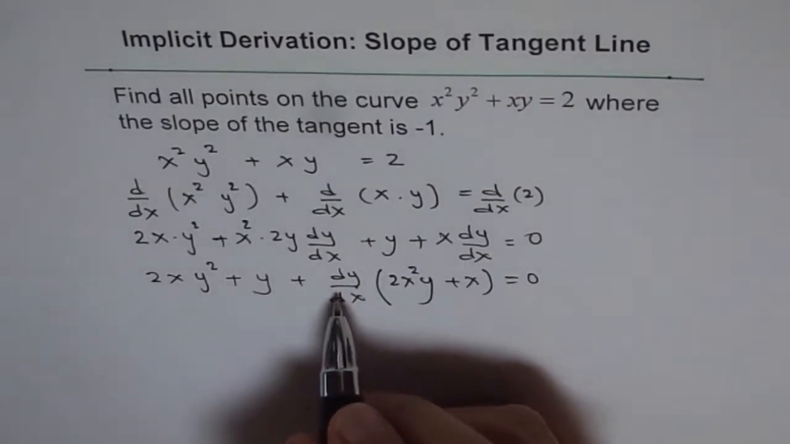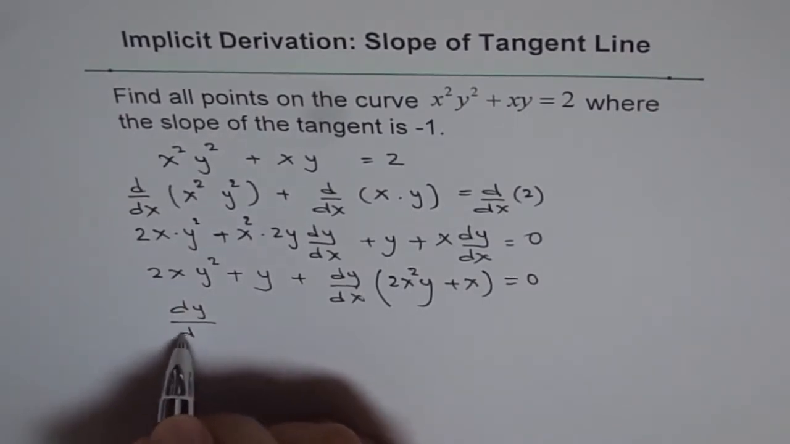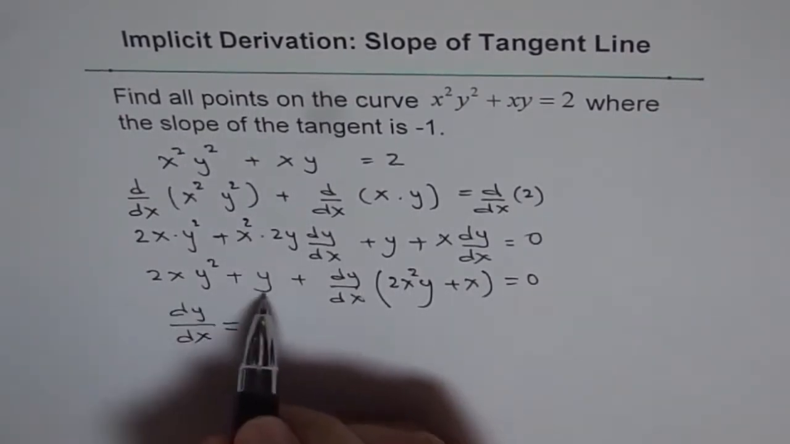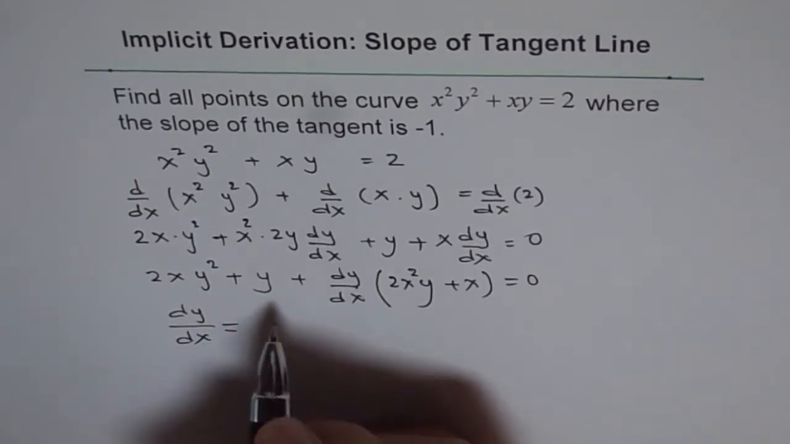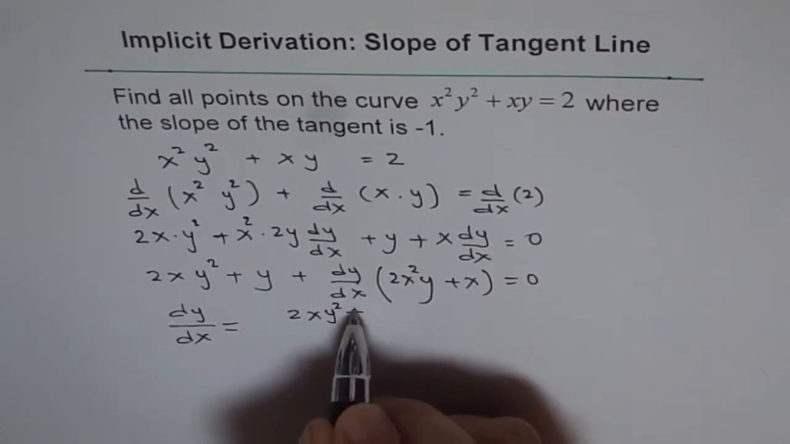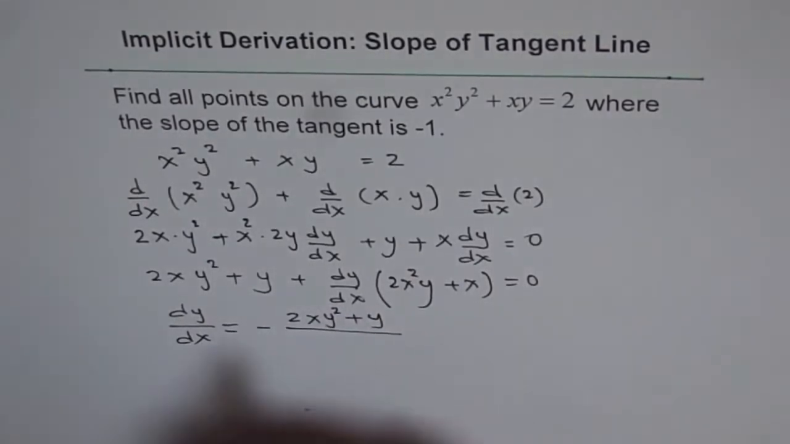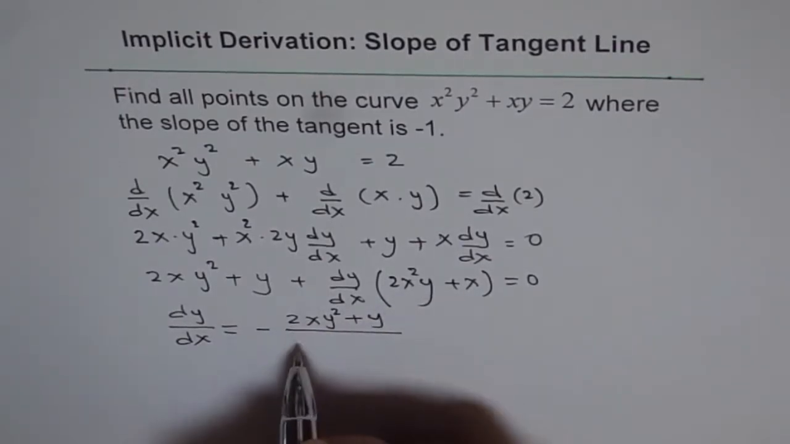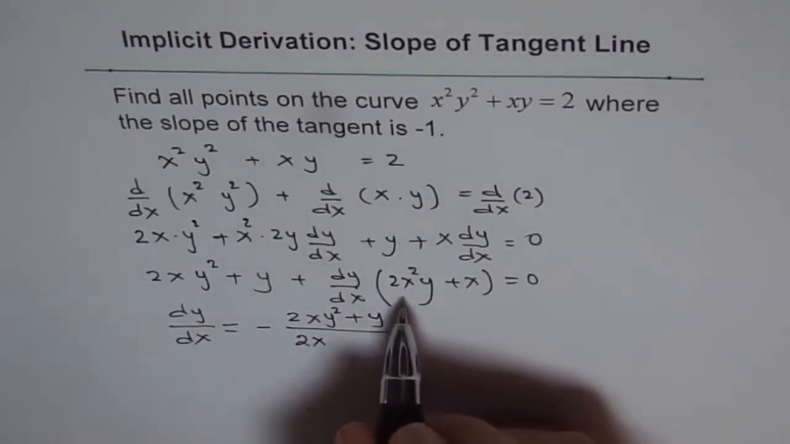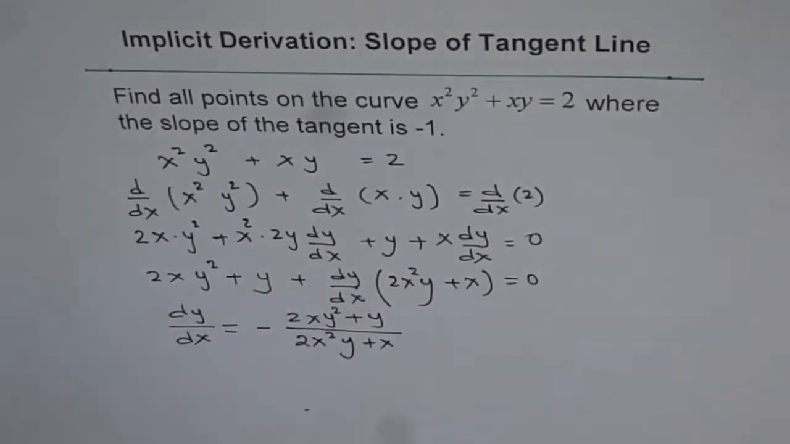Now from here we can find what dy/dx is. So dy/dx for us is equal to this term, which is 2xy² + y, and when we take it to the other side it becomes minus. So let me write minus here, divided by this term, which is the coefficient of dy/dx, 2x²y + x. So that is the derivative for the given function at any point.